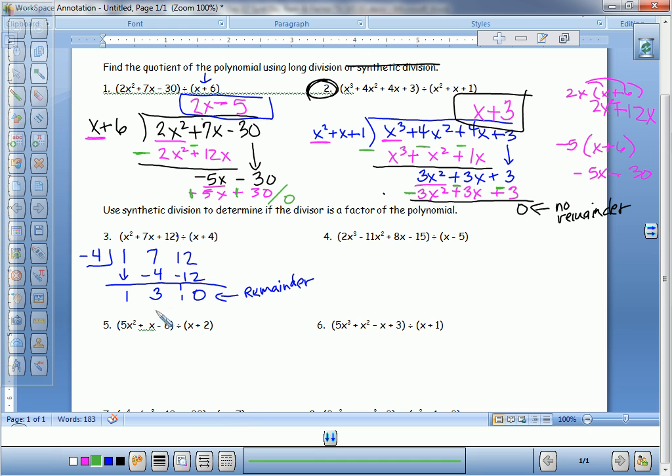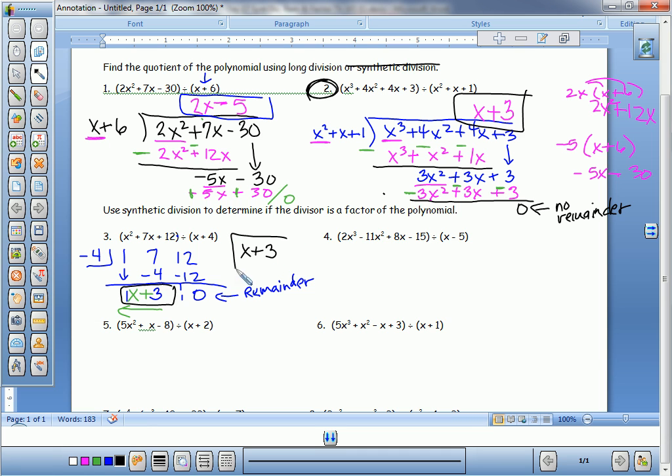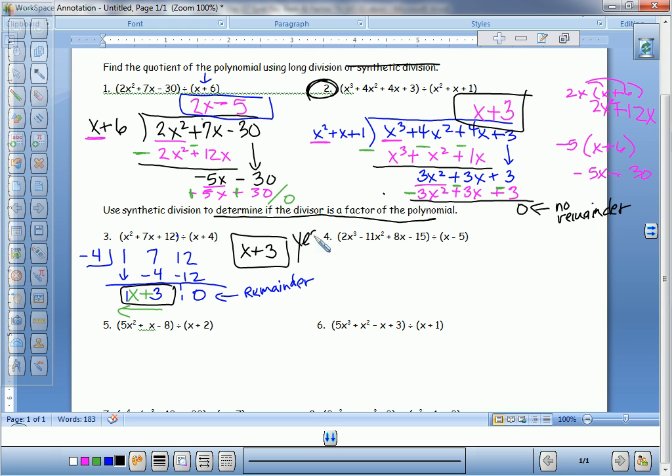And then every time we work our way backwards, the first one doesn't have an x. The next one gets an x. If we add another one, it would get an x squared. So this is our answer right here. X plus 3. There was no remainder. So now we're supposed to determine if the divisor is a factor. Well, if it's no remainder, is this a factor? Yes, this one is.